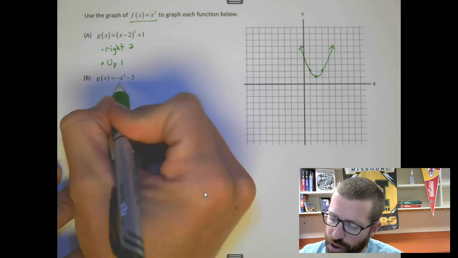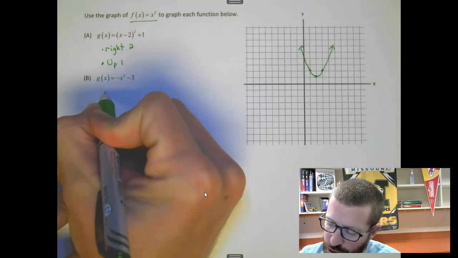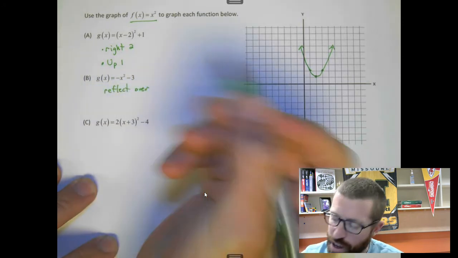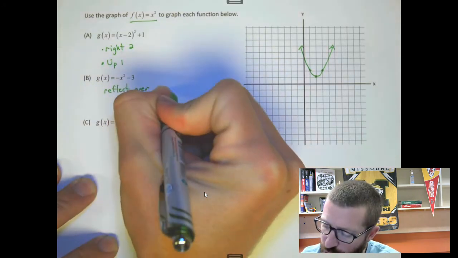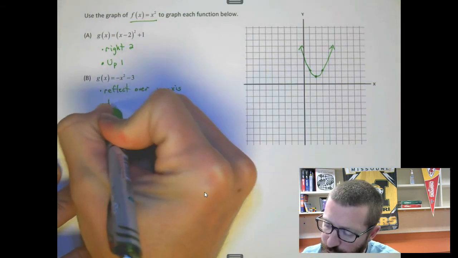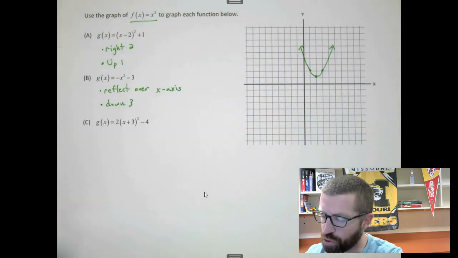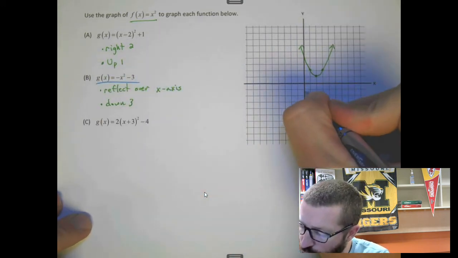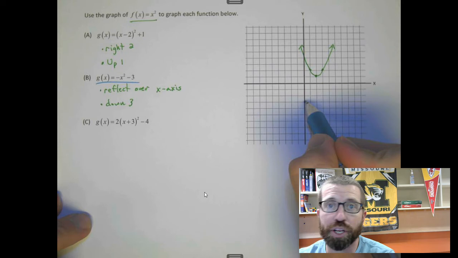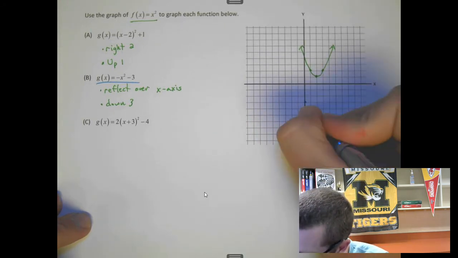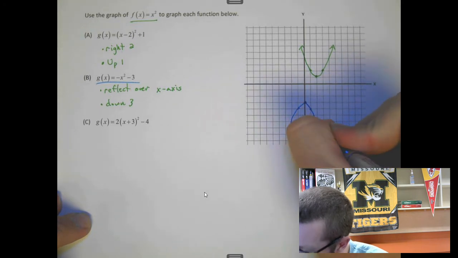Okay, then this negative here is going to reflect over, or some of them say in, the x-axis. It's going to reflect it up and down. And then the 3 is going to take it down 3. And we'll use blue for this. So I'm going to go down 3, 1, 2, 3. And instead of opening up, that negative is reflecting it over. So it's going to open down. And we'll just take those first 2 points and then sketch the U, and that'll be enough.